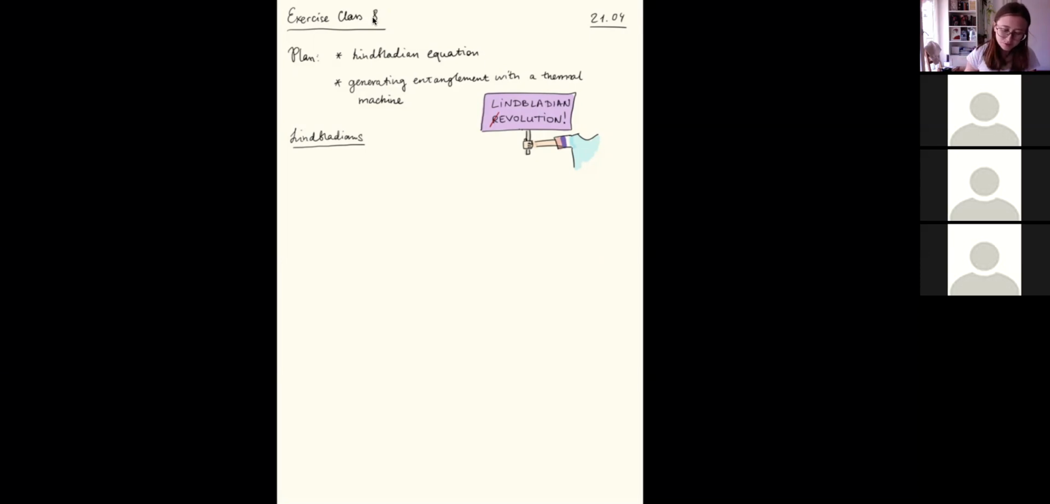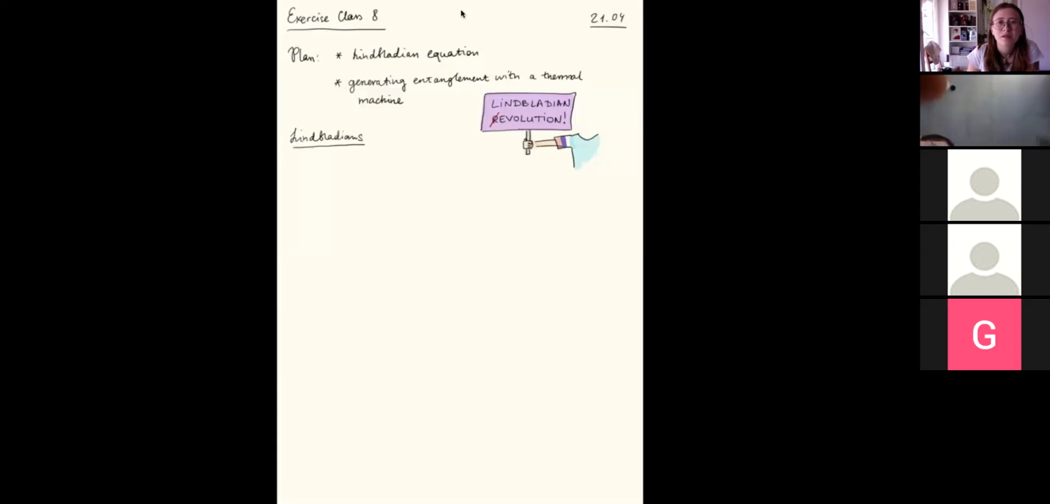So today the plan is the following. I'm going to discuss the content of two exercises in this week's exercise sheet. The first exercise concerns the Lindbladian evolution, and we will walk through the whole derivation of how we get the master equation with the Lindbladians. And then the second, we'll look at how we can generate some entanglement with a thermal machine. Okay, so let us start.